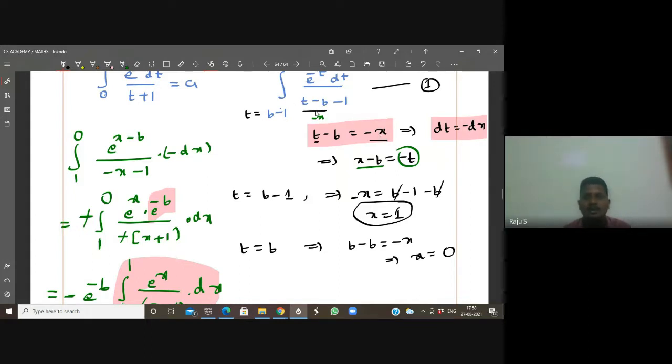Because when you take plus x, here t plus 1 is there. If you take plus x, that means x minus 1, and we never get it in this form. If both are minus, you can take the minus outside like that.